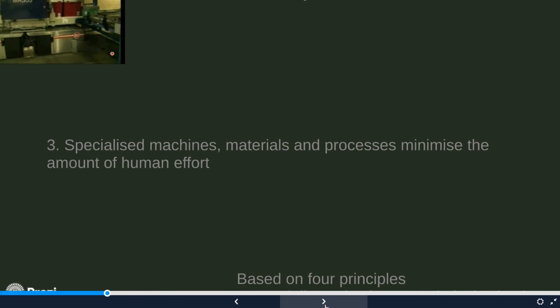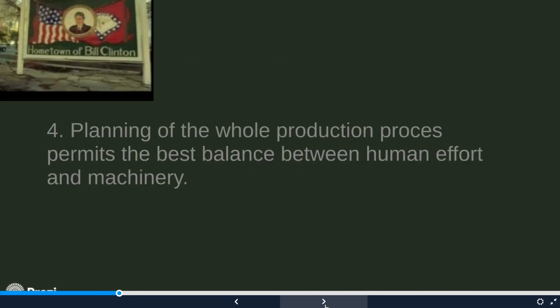Also, specialist machines, materials and processes minimise the amount of human effort. So we understand that a labour force is quite slow compared to a robot that does repetitive tasks. We're going to get into robots and how they work shortly, but they allow for repetitive tasks to happen. Number 4 is the planning of the whole production process, which permits the best balance between human effort and machining.